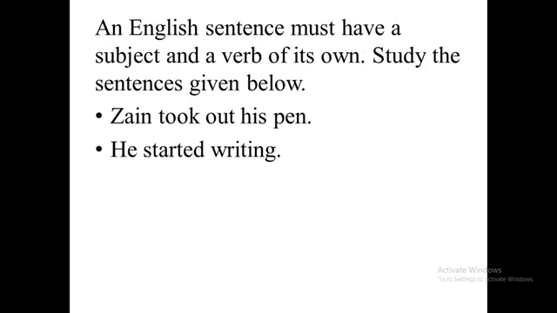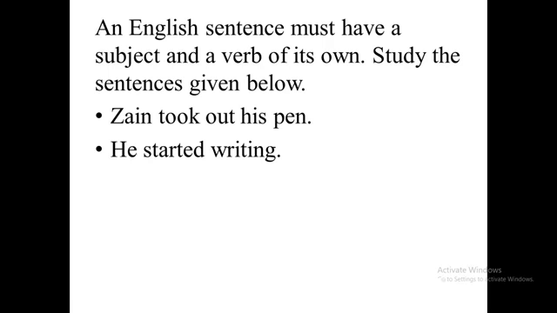An English sentence must have a subject and a verb of its own. Study the sentences given below. Zan took out his pen. He started writing. As you can see, both sentences given above have a subject and a verb of their own. They also make complete sense.